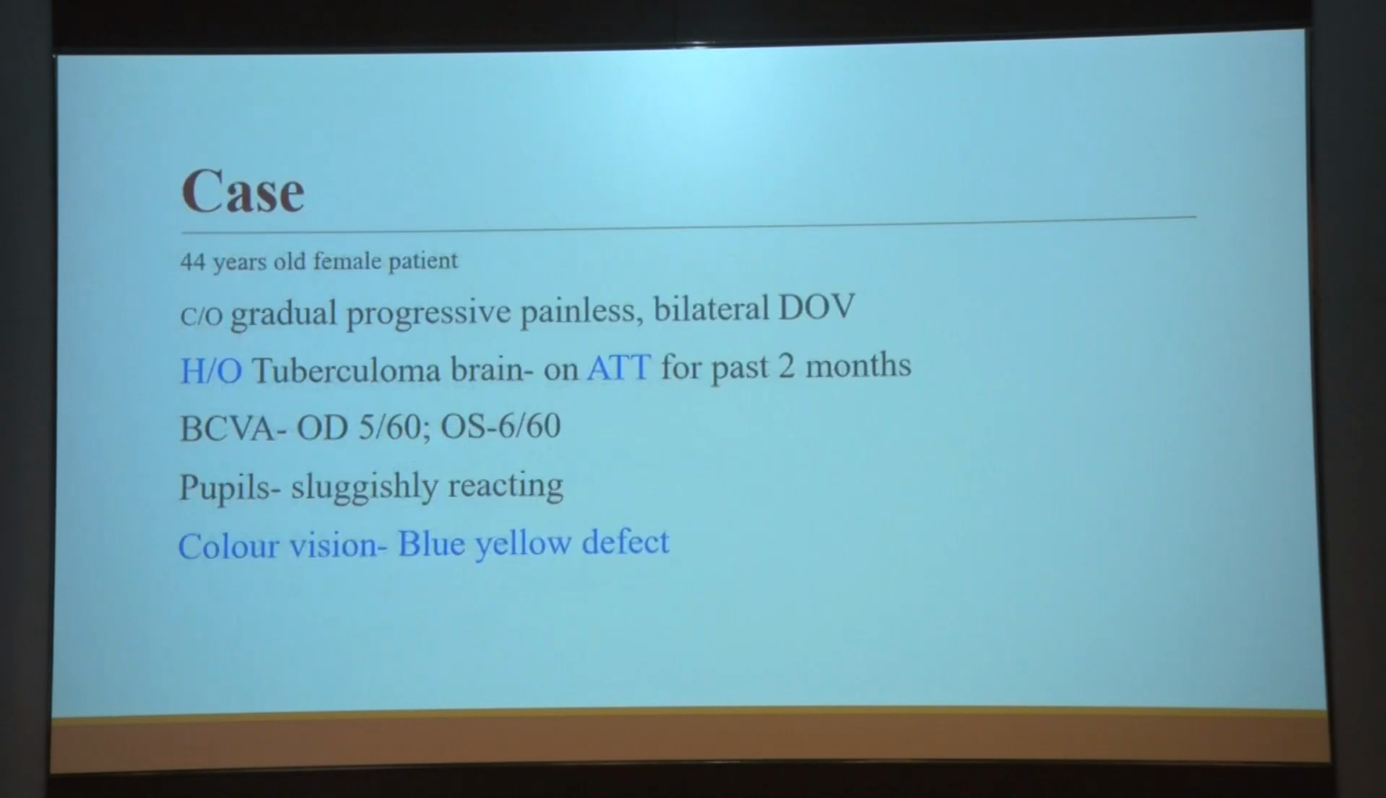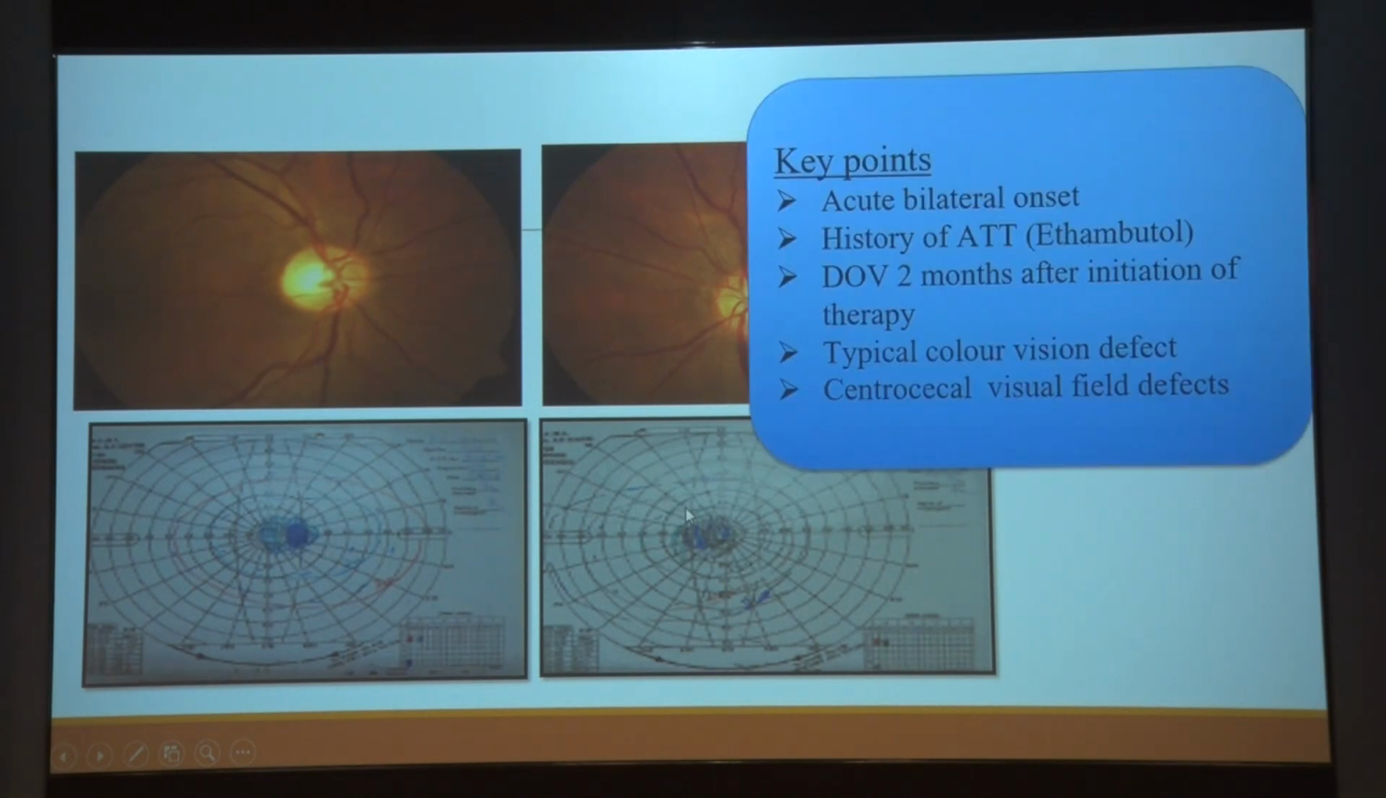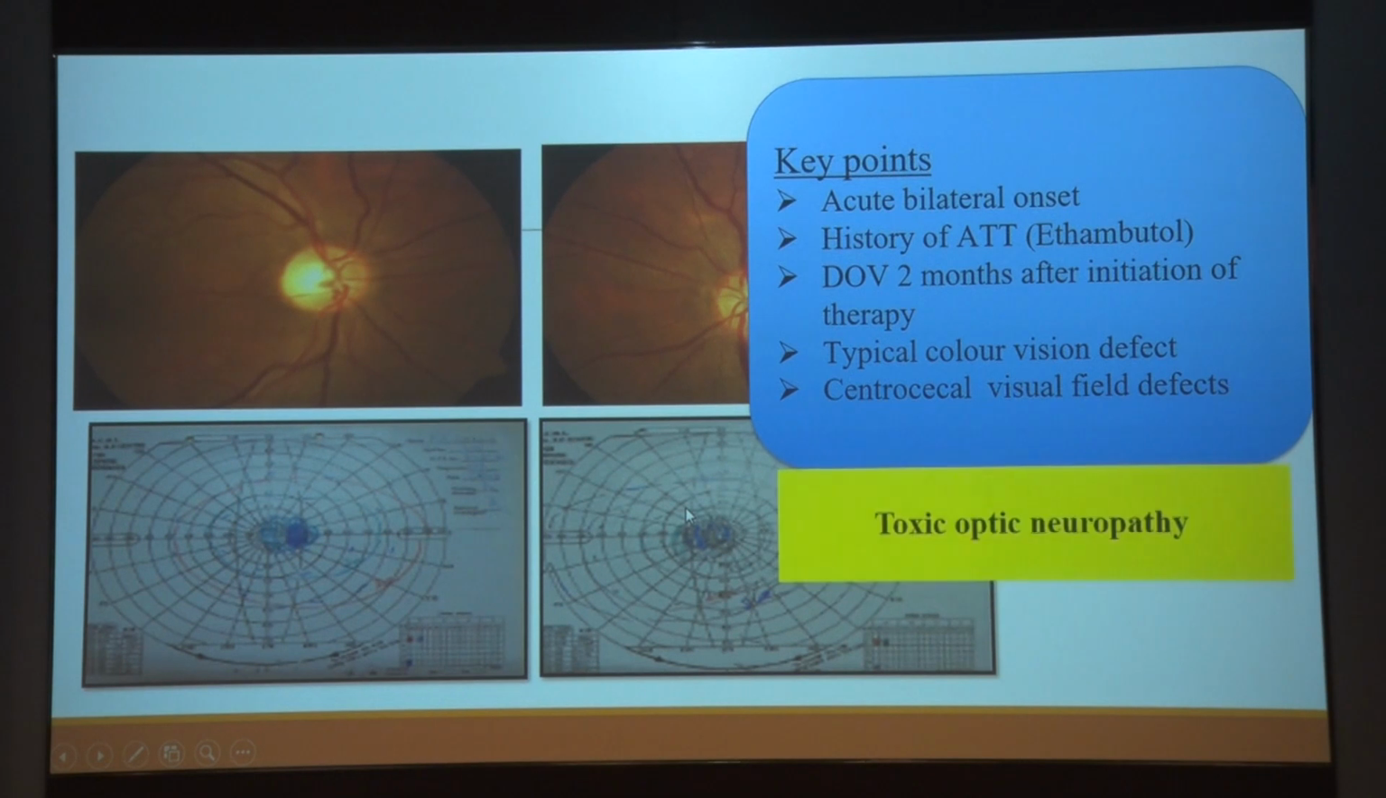Okay, so just quickly, the last case, a patient of tuberculoma on ATT for the past 2 months, and post-ATT has started complaining of decrease in vision. What you see is a mild temporal pallor, and again on visual fields you see centrocecal scotomas. So this was a case of a toxic optic neuropathy.